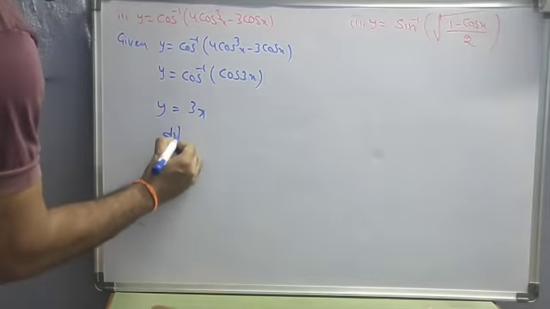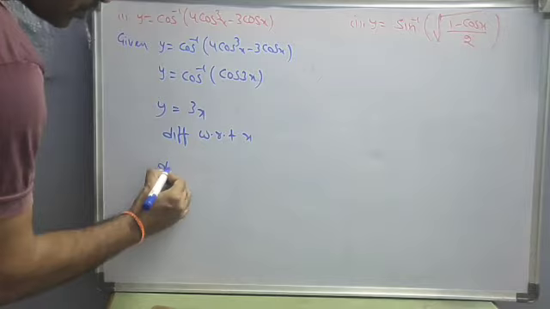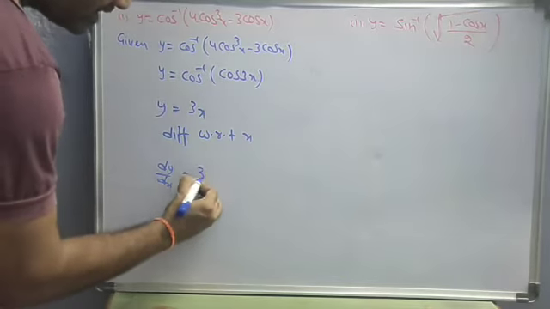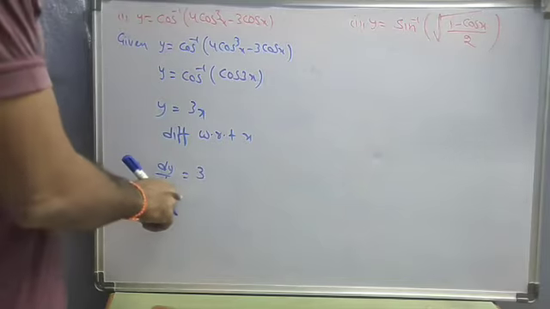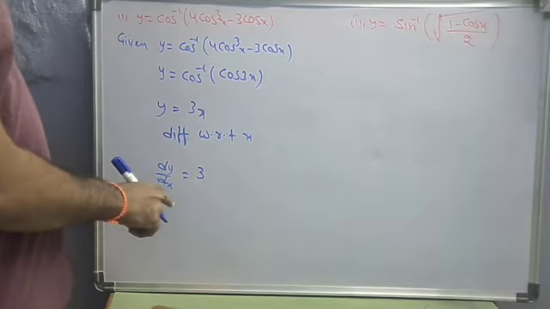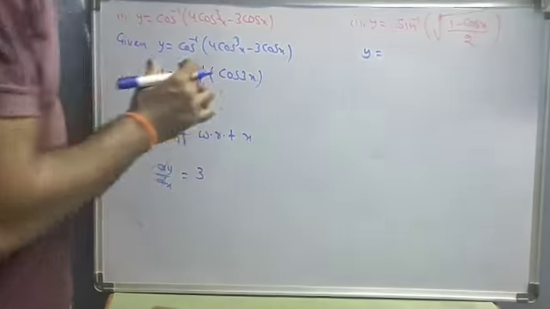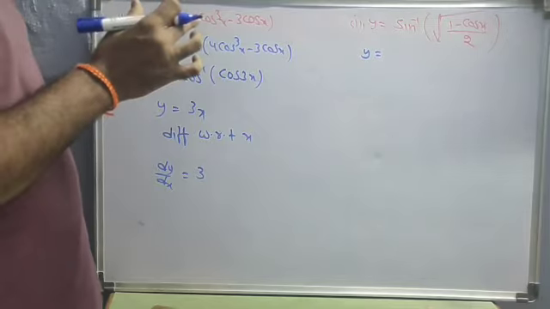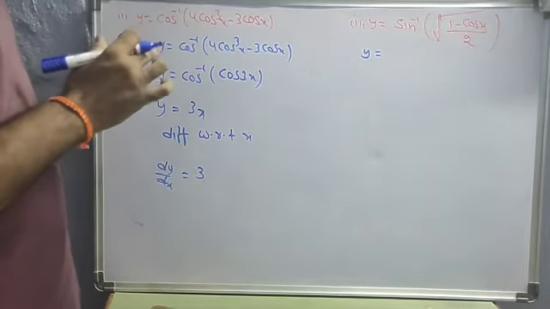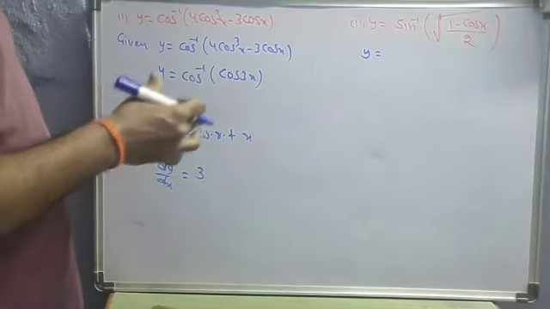Now here you have to differentiate with respect to x. So what is the dy by dx value? It is 3. If y equal to kx, the differentiation value is k. dy by dx value is k, like that. Here I am using the trigonometric formula: 4 cos cube x minus 3 cos x value is cos 3x. Otherwise, if you go directly, it will become very large.